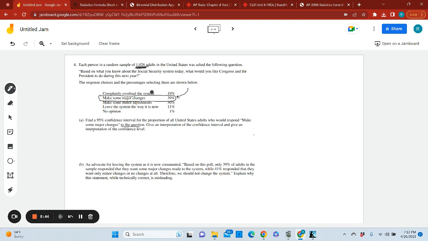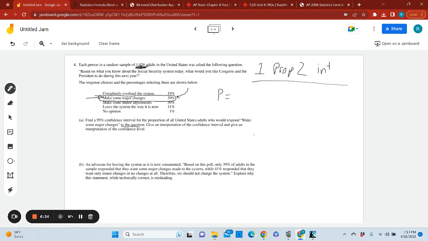They would make some major changes to the Social Security system. Okay, so that is a 1 prop Z interval. That is what we are going to be doing here today. To start our 1 prop Z interval, we should define the parameter that we're trying to estimate. We are trying to estimate P, the true proportion of adults who would respond, make some major changes to the system to this question.